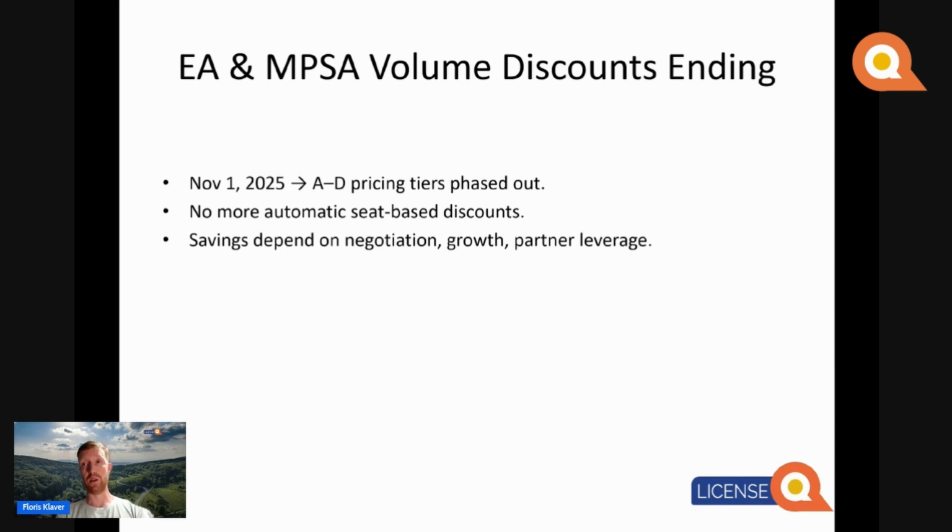So your next negotiation, either your new enterprise agreement renewal or any new products you want to add to your enterprise agreement, will be based on this new pricing structure from Microsoft. Having said that, there are no more automatic seat-based discounts, and potentially all the savings you might attain will depend on negotiation, growth, whether you're buying the interesting pearls that Microsoft is offering, and potentially partner leverage, if there's even a thing in the coming years.